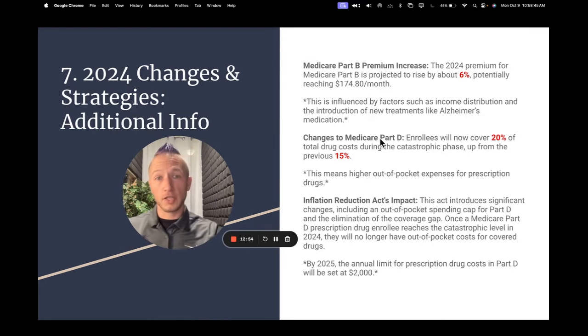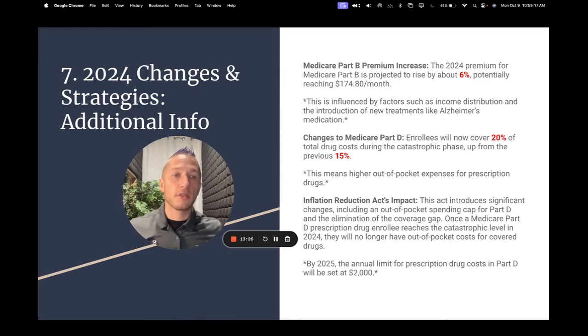Some additional changes in 2024 are going to include a 6% projected rise in Medicare costs, as we kind of alluded to for Part B earlier. So it's kind of a double piece of information, but expect your cost to go up on your Part B premium to at least $174.80 a month. The main reason for this is income distribution, and there are new treatments like Alzheimer's medication that are costing the government more. So those prices are going to be passed along to you through the Medicare plans that you have.